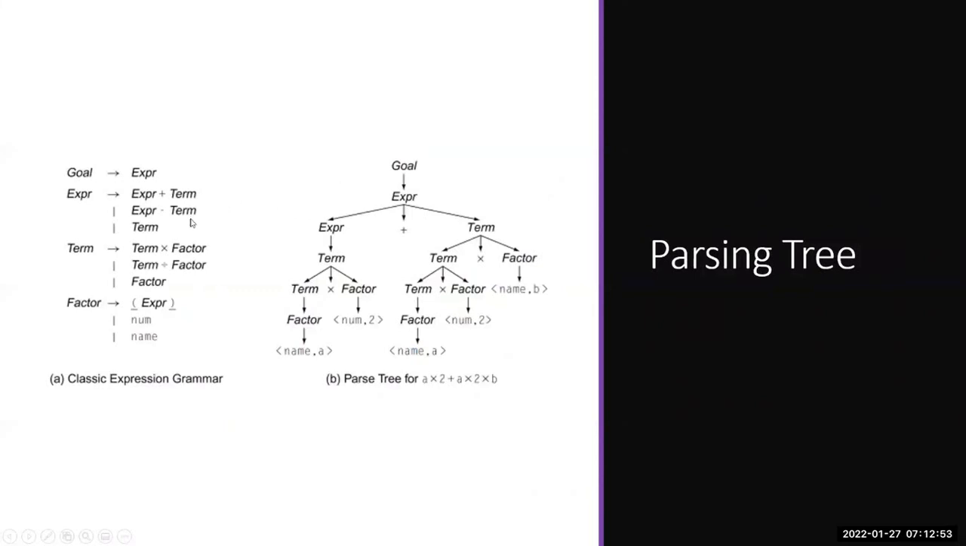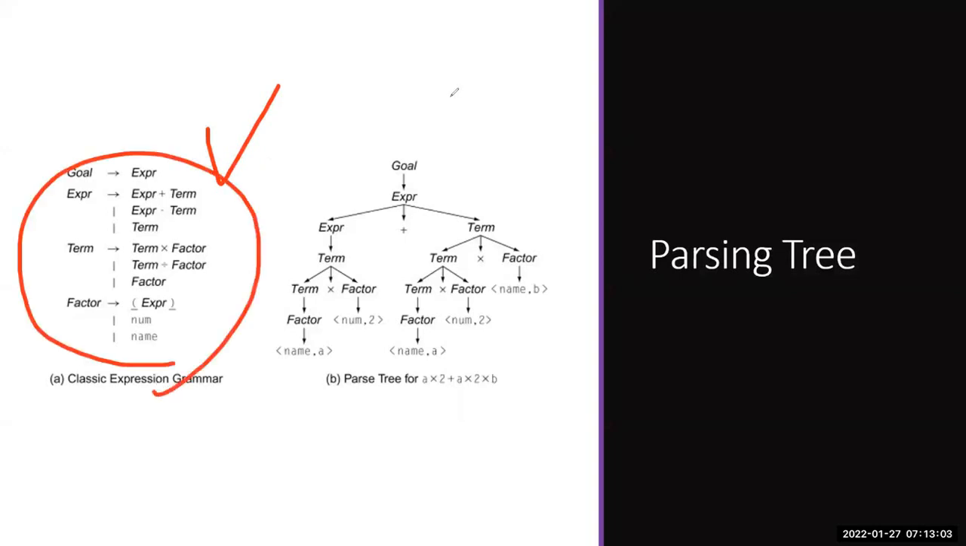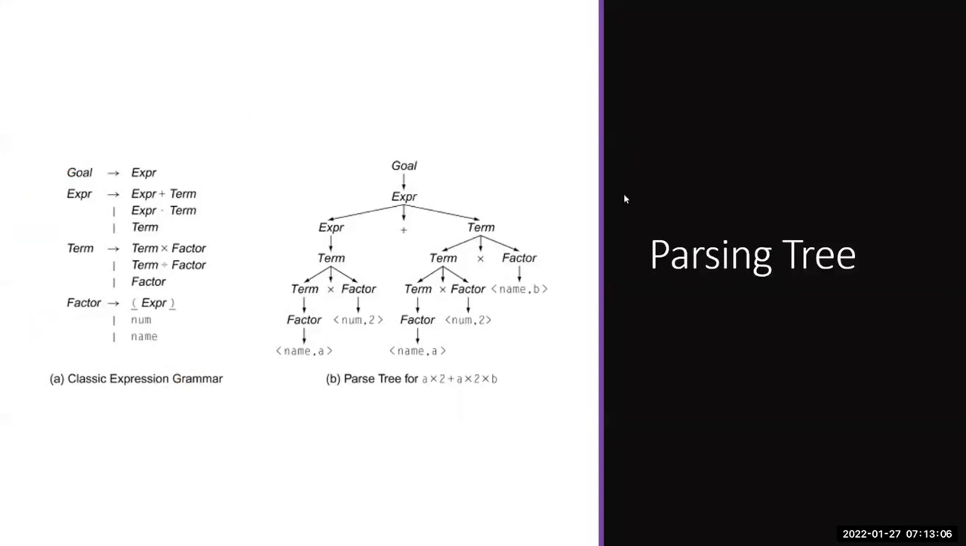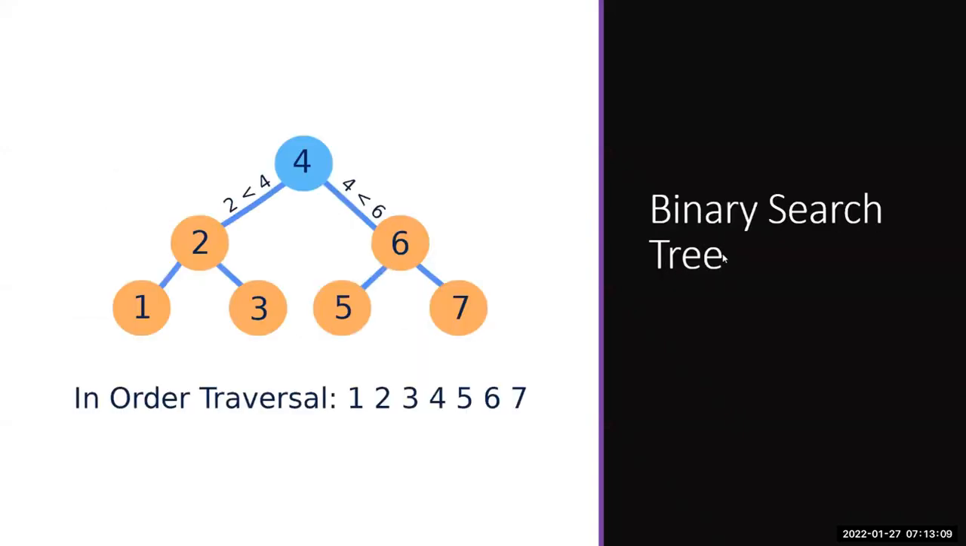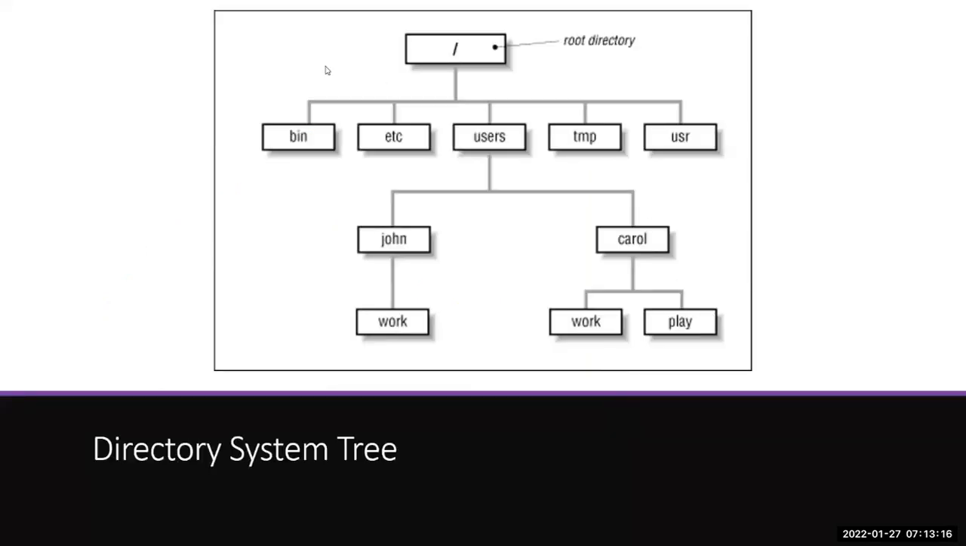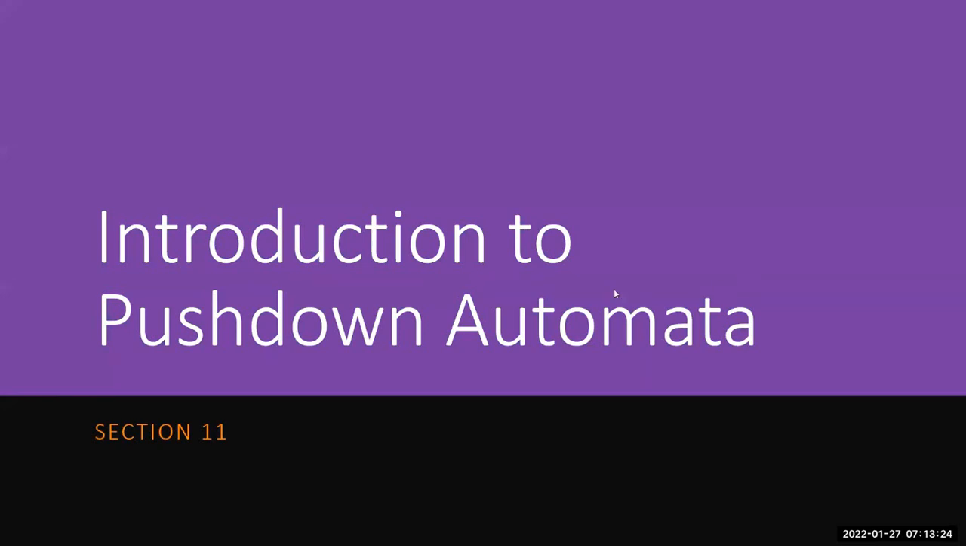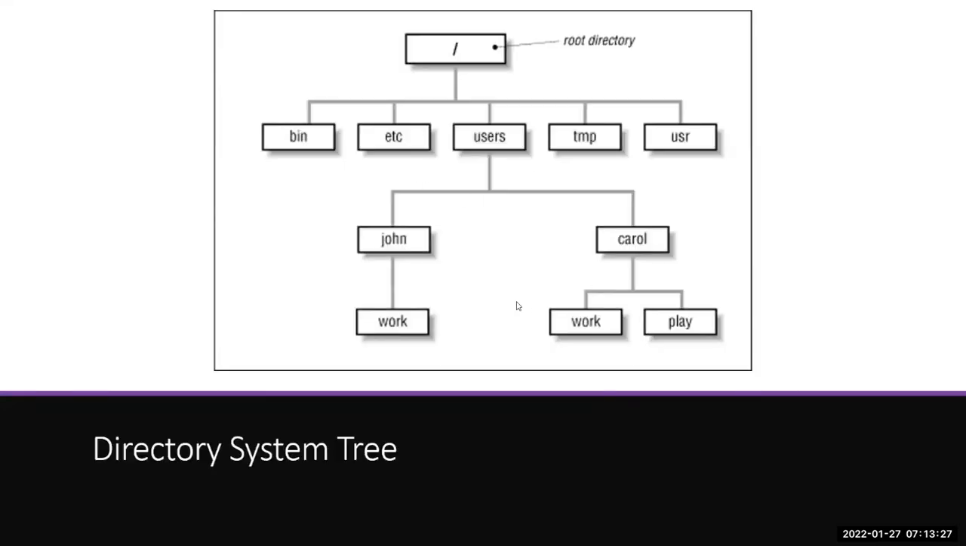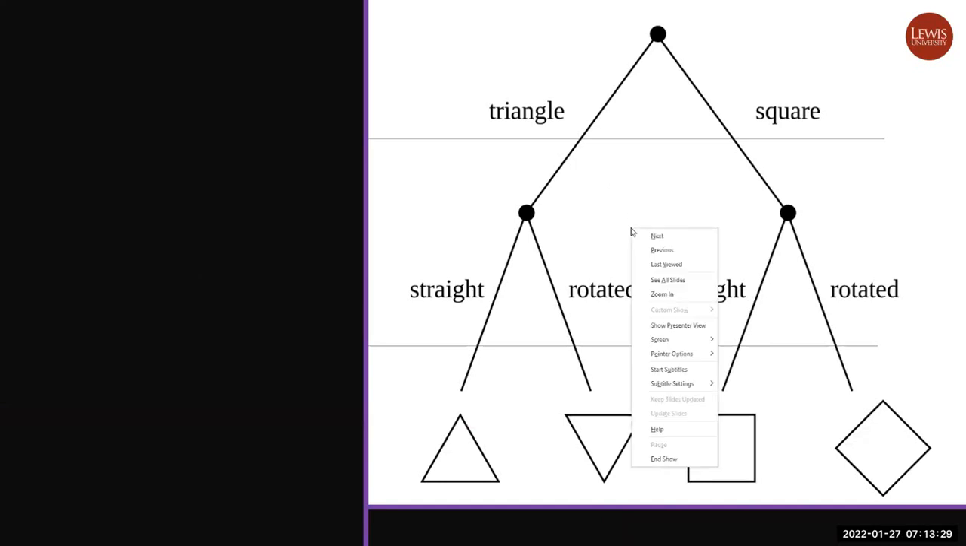And you have parsing tree. Parsing tree means that you parse your tokens based on your grammar. And this one will be heavily used when we go down to our future chapters for the syntax analysis. This is the parsing tree. And you may have binary search tree. So left side smaller, right side bigger. That's called binary tree, okay. And you may have directory system tree. You have a root node and several subfolders, okay. Several subfolders.